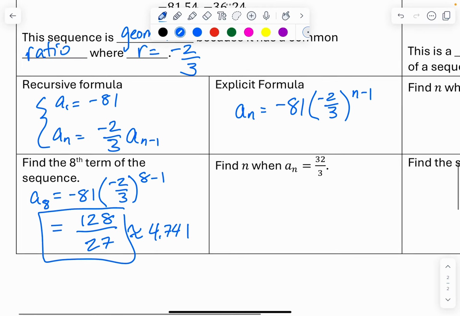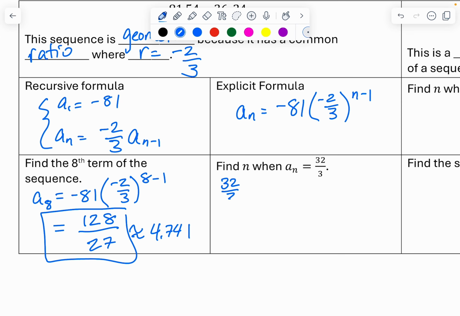Okay, so already this 32 over 3 looks like it's going to be smaller, actually it's bigger than 128 over 27, but here's what I see. We're multiplying by something over 3, and so it should happen before we get to the eighth term. Let's see if we're right. Okay, so 32 over 3 is equal to negative 81 times negative 2/3 to the n minus 1. I'm going to multiply both sides by a negative 1 over 81. And so 81 is, powers of 3: 3, 9, 27, 81.